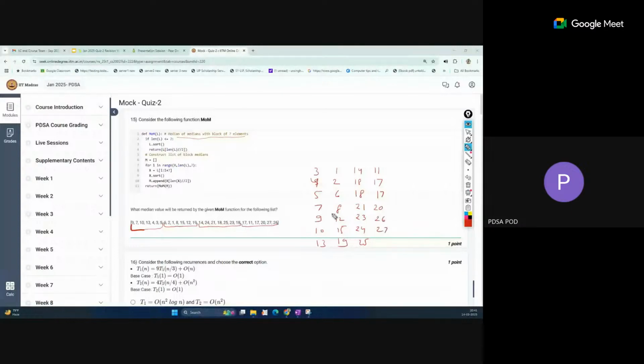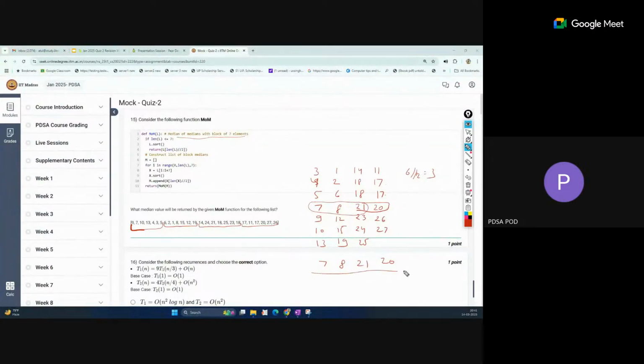27. Okay, so the median element we will select. So in these three we will select like this. How are we picking this median? Floor division by 2. What is the length of this? 6, and 6 divided by 2 is 3, so 0, 1, 2, 3. So this will become the median. Now these medians are coming, so 7, 8, 21 and 20.